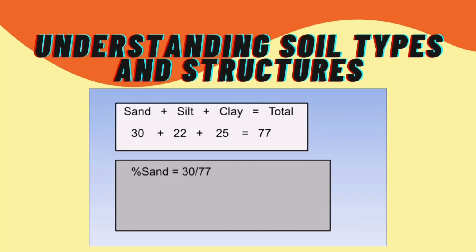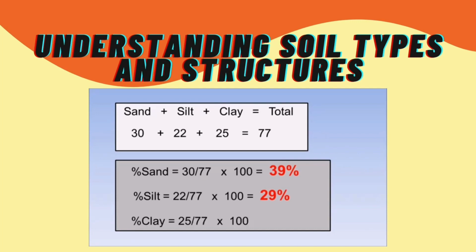After we calculate the total, we can calculate the percent of each type of soil. For the sand, we calculate 30 divided by 77 times 100, we got 39%. For the silt, 22 divided by 77 times 100, and we got 29%. Lastly, we calculate the clay. So the clay is 25 divided by 77 times 100, and we got 32% of clay.